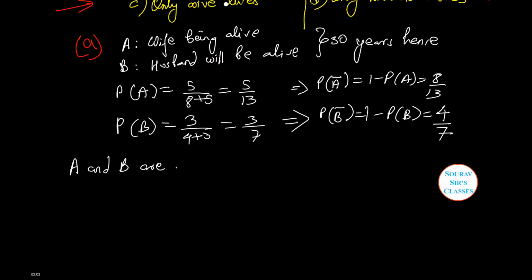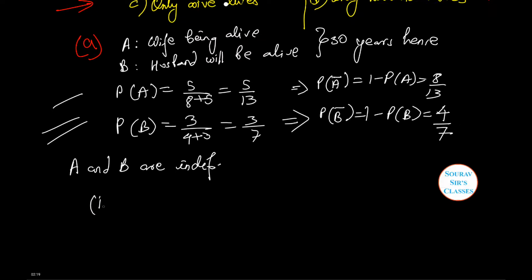Now if we assume that A and B are independent, let us write this down. A and B are independent. I'll write it in short, so that A and B bar, A bar and B, and A bar and B bar are also independent. That is all the combinations of these two events.